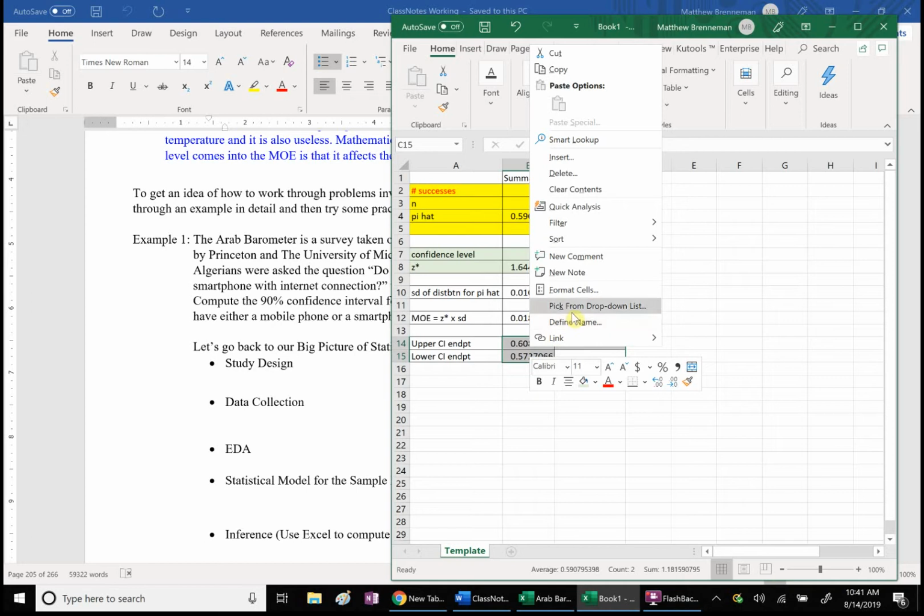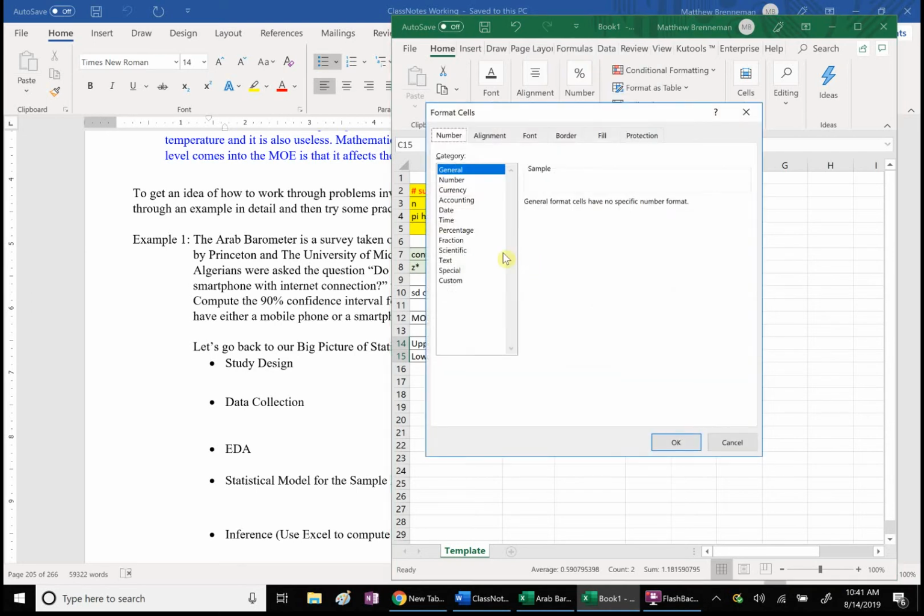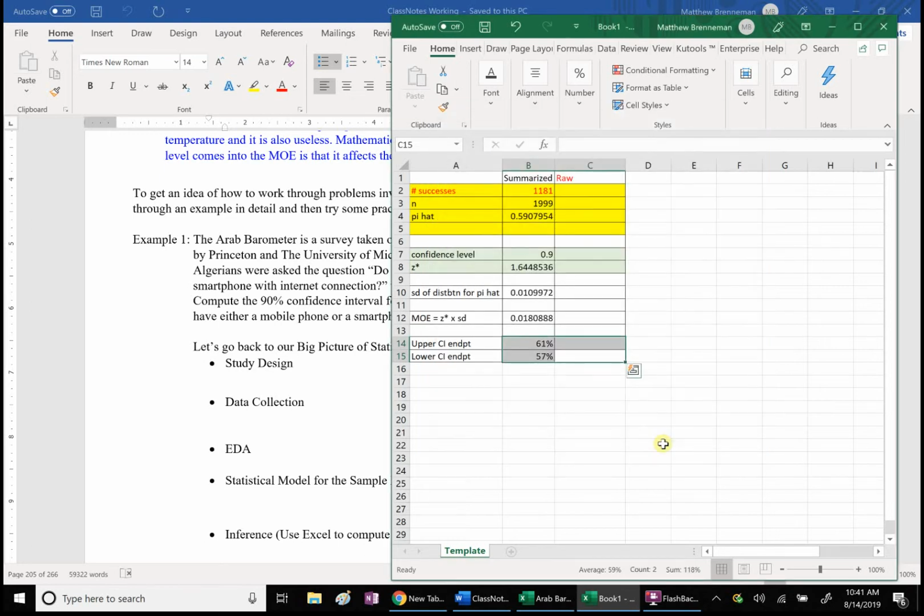I want to do format, if I can get there, and convert this to percentage. And I probably don't need any decimal places. That's okay. And so this tells us between 57 to 61%. We're 90% confident that between 57 to 61% of the people in Algeria have either a mobile phone or a smartphone with an internet connection.